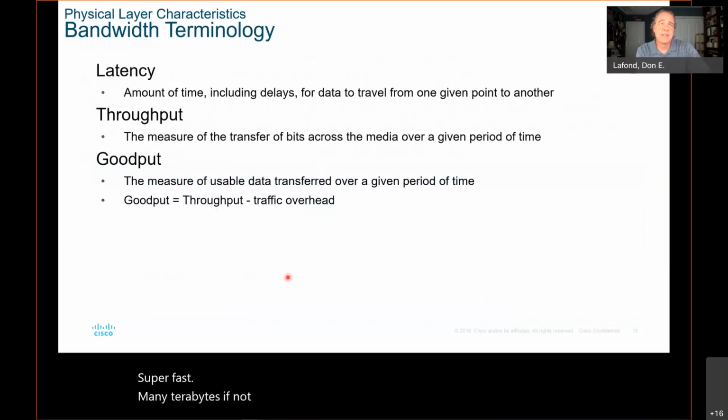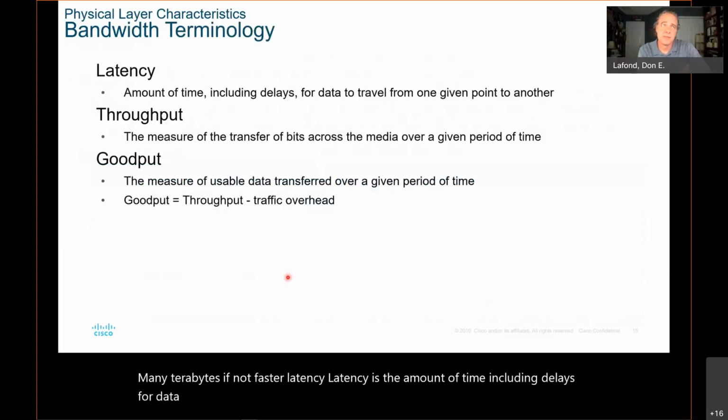Latency. Latency is the amount of time, including delays, for data to travel from one point to another.